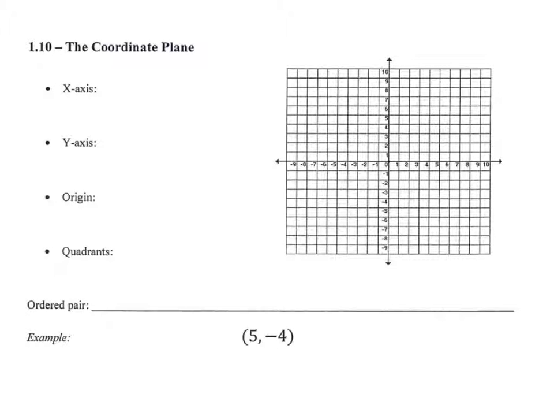This lesson is about the coordinate plane, or how we graph in algebra. So the x-axis is the axis that goes side to side. Okay, so we call this the x-axis. The y-axis goes up and down. And I label it here.